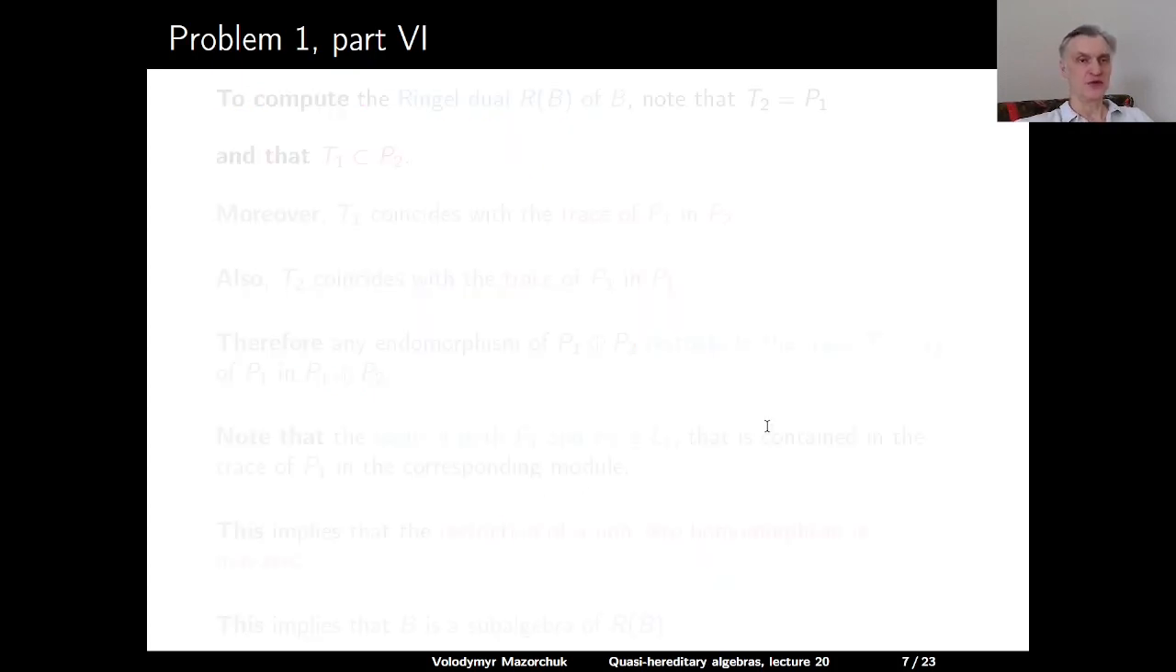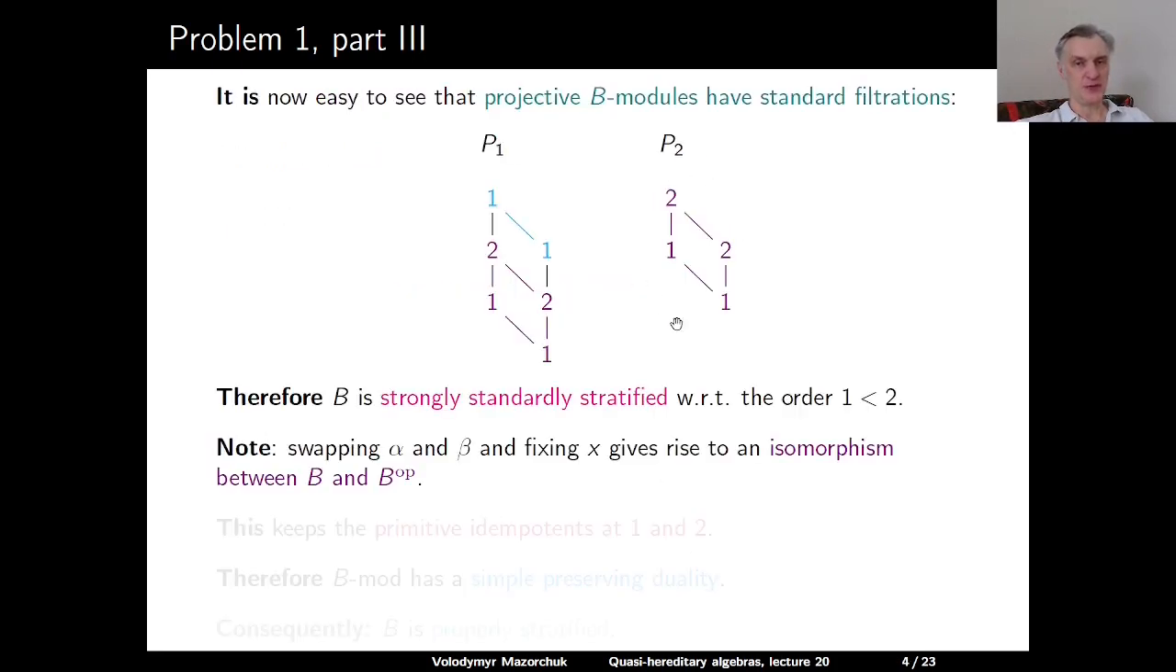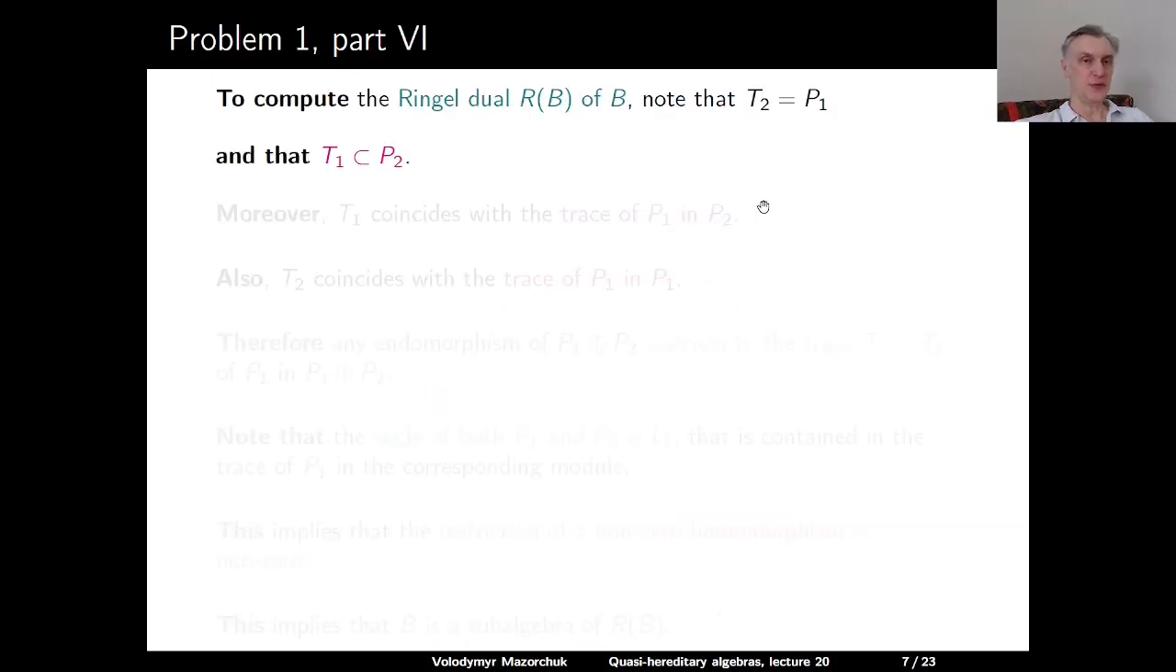Now we need to compute the Ringel dual of B. So let us first note that T2 is P1. So we already have one indecomposable projective module as tilting. And also T1 is a submodule of P2. If we look at our P2, here is our P2, the module T1, which is 1 on top of 1, is a submodule of P2.